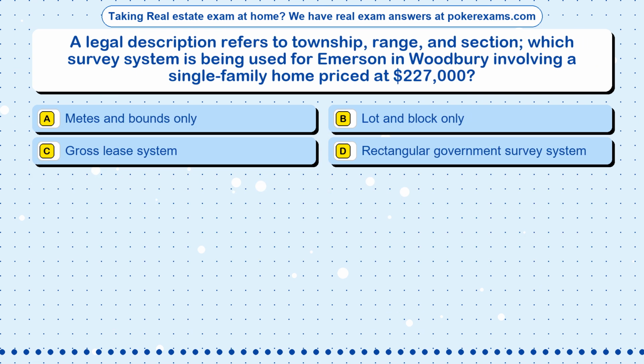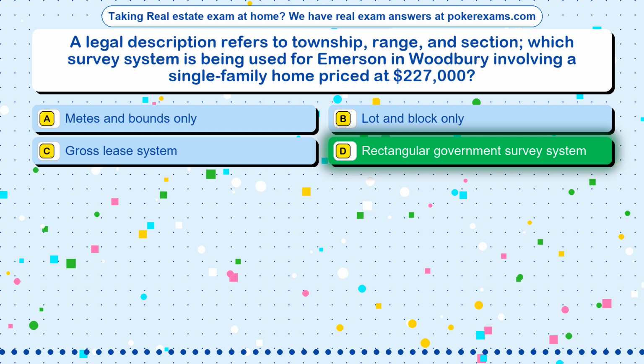Question 32. A legal description refers to township, range, and section. Which survey system is being used for Emerson and Woodbury involving a single-family home priced at $227,000? Option A. Metes and bounds only. Option B. Lot and block only. Option C. Gross lease system. Option D. Rectangular government survey system.